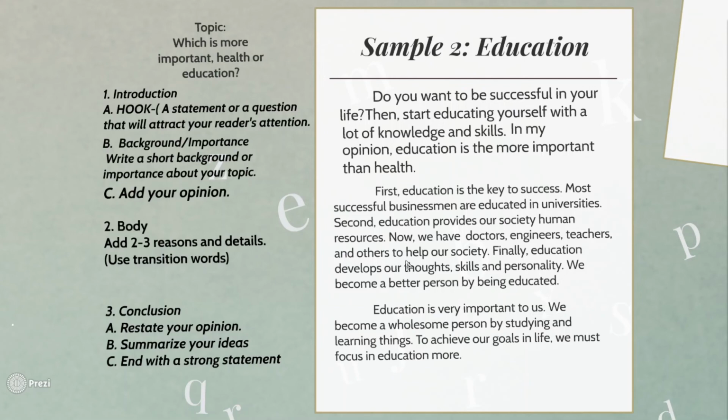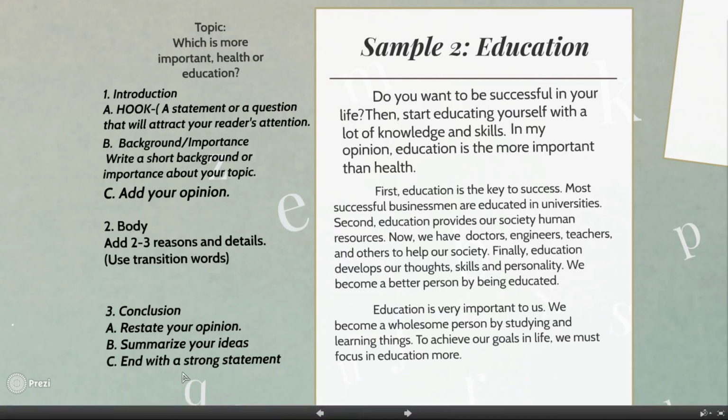Next, summarize your ideas. So you get the ideas from the first, second paragraph and then summarize them into one sentence only. We become a wholesome person by studying and learning things. And finally, you can end with a strong statement. So to achieve our goals in life, we must focus in education more. I want you to copy this sample if you want and study at home and study on your own. But I can see there's a mistake here. Education is the more, so it should be education is more. So please erase the "the" over there.